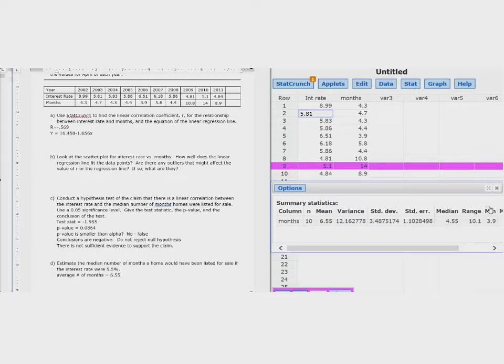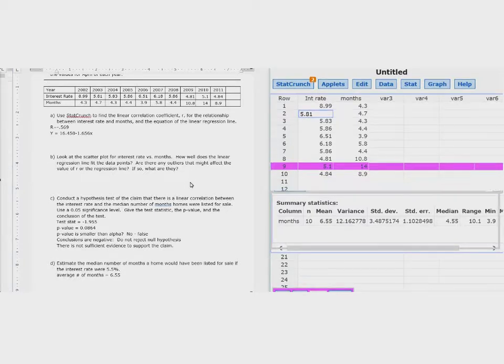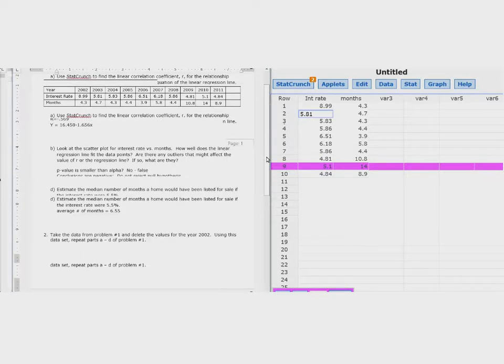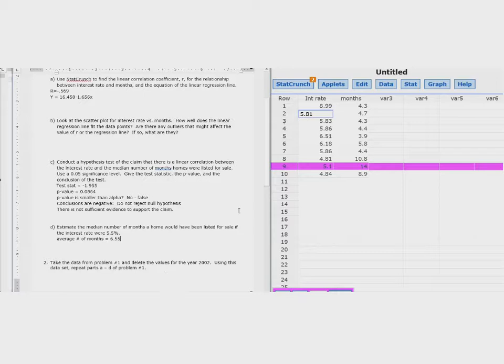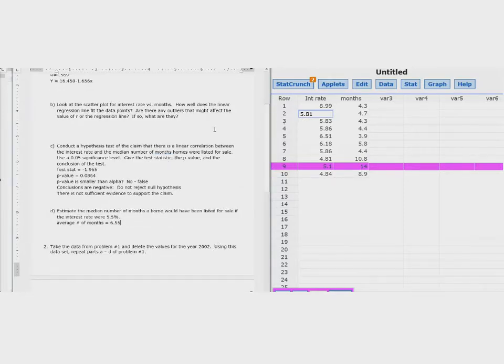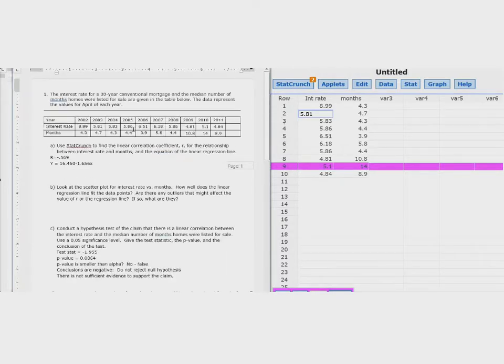So that would be our estimate. Okay, then if we go on, we've got another question here, and that is to take the data that we already had and delete the values for the year 2002, and then go ahead and repeat all these questions. So our values from the year 2002 were the very first row of the table. So I'm just going to go back and just delete these. And then I'm going to redo my linear regression.